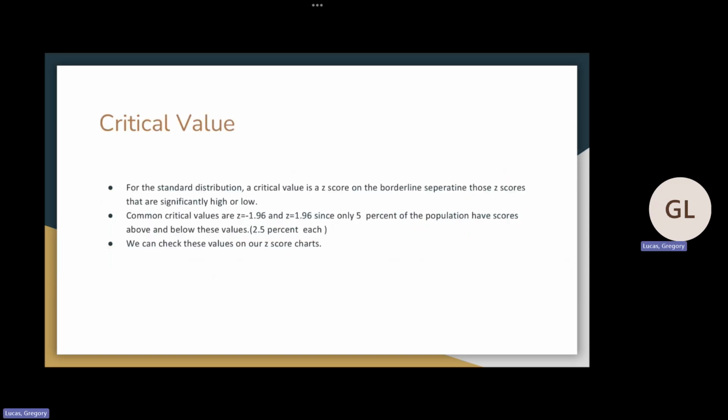And now let's talk about critical values. So for the standard distribution, a critical value is a z-score on the borderline separating those z-scores that are significantly high or low. We commonly just remember these critical values of z equals negative 1.96, positive and negative, since only 5% of the population have scores above and below 2.5% each. We can check these values on our z-score charts.